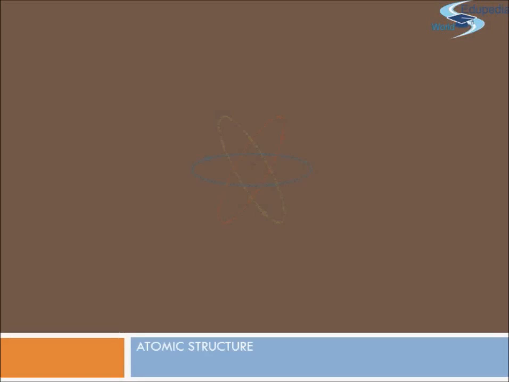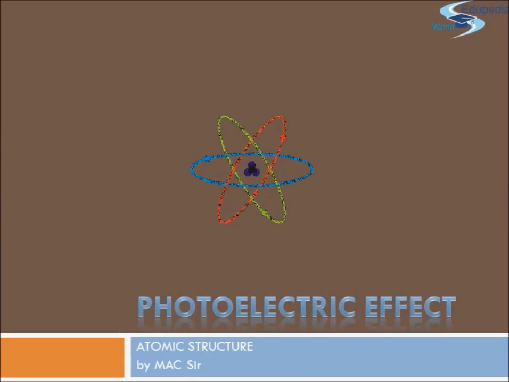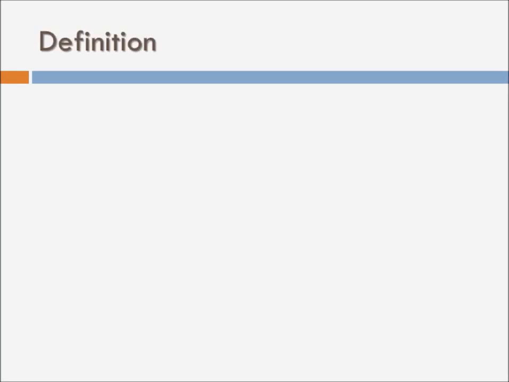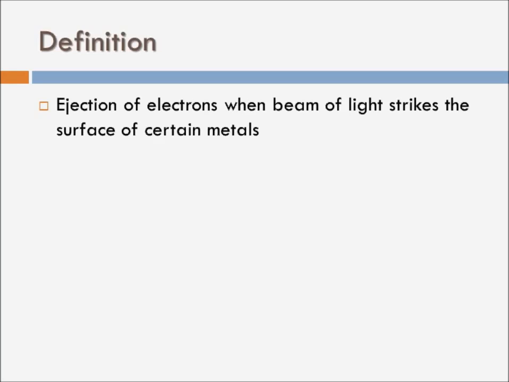In this session of atomic structure, we'll study the photoelectric effect. Alright, we'll see what we mean by photoelectric effect. We have already seen that the photoelectric effect led to the belief that electromagnetic waves can also act as particles. So let's understand in greater detail what this effect means. The definition simply means ejection of electrons whenever a beam of light strikes.